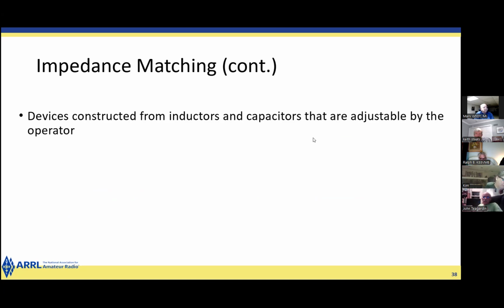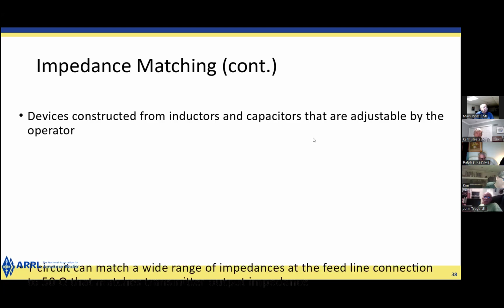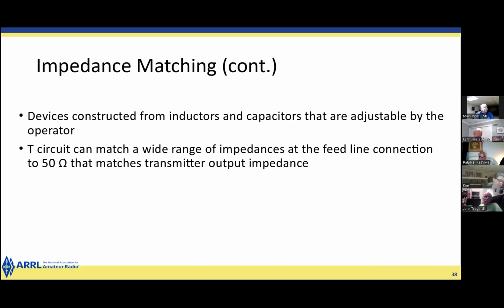So you've got devices constructed from inductors and capacitors that are adjustable by the operator. The T circuit can match a wide range of impedances at the feed line connection to the 50 ohms that matches the transmitter.